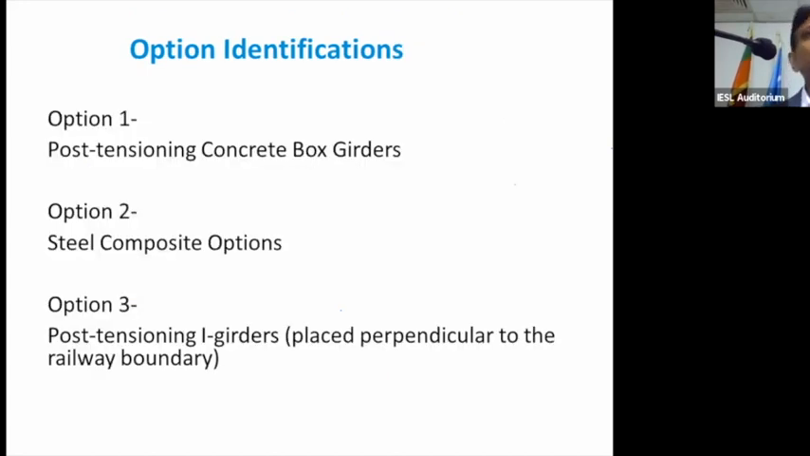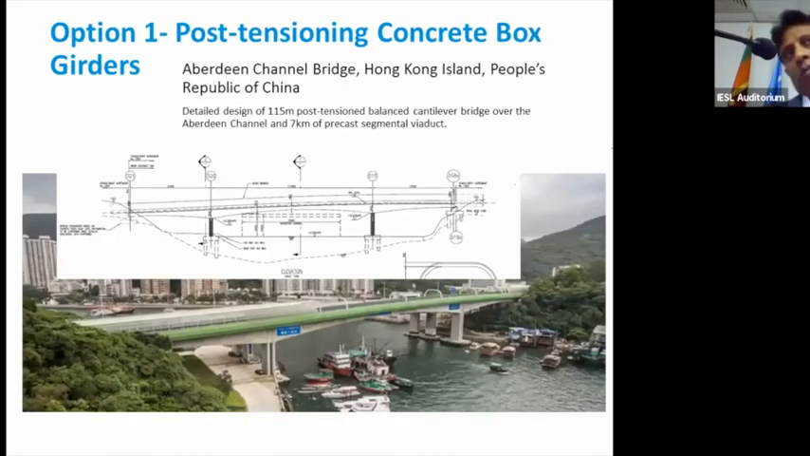So having talked about these things, we came up with three options: post-tension concrete box girders, steel composites, and another option which I will talk to you about in a minute. Based on these facts, the post-tension concrete box, as you've seen, is happening here, and it's a fairly standard structure, if you handle it very carefully.